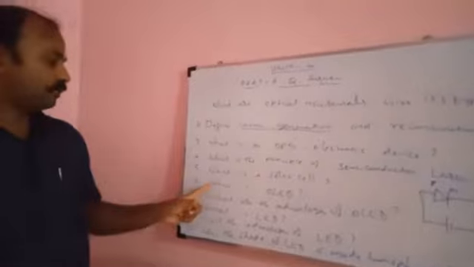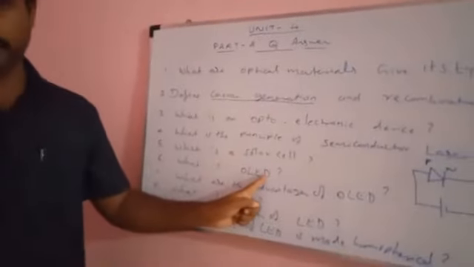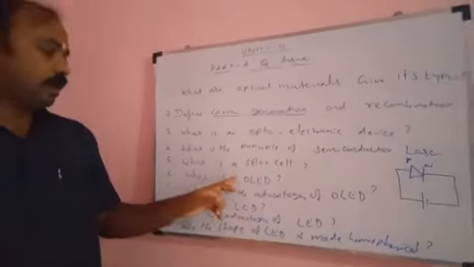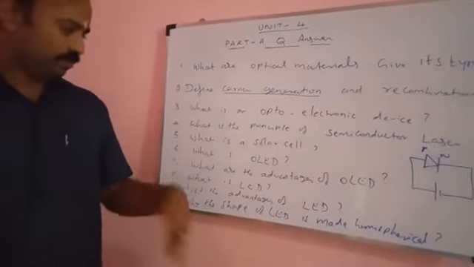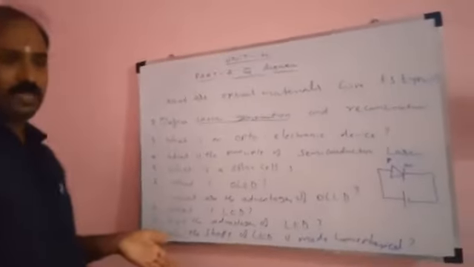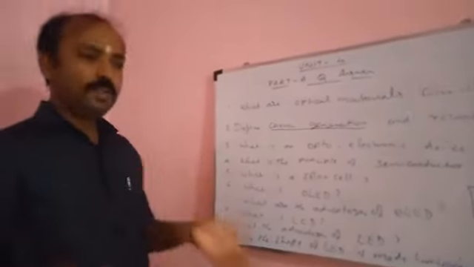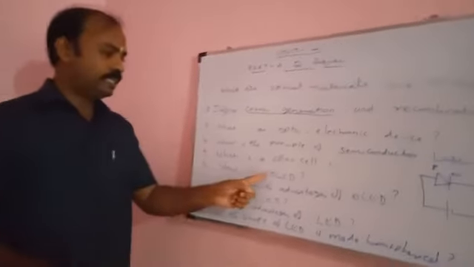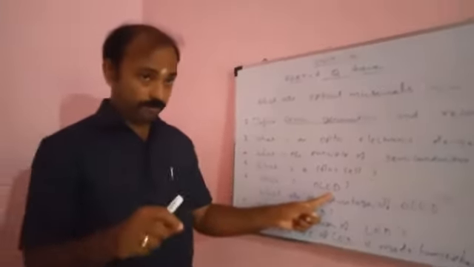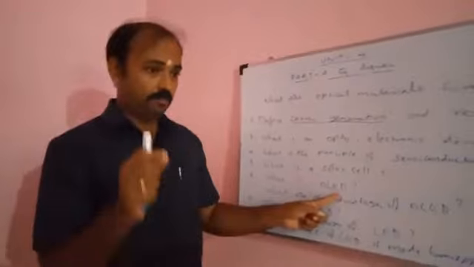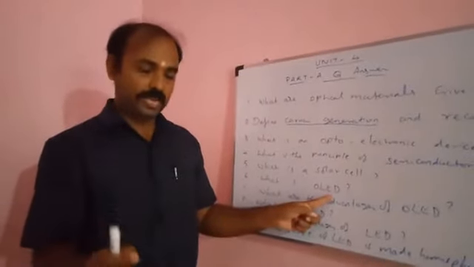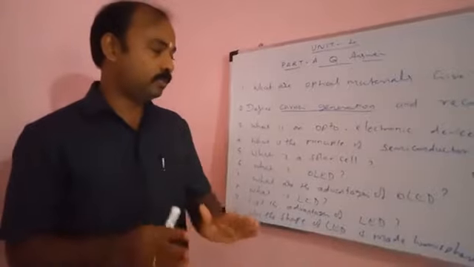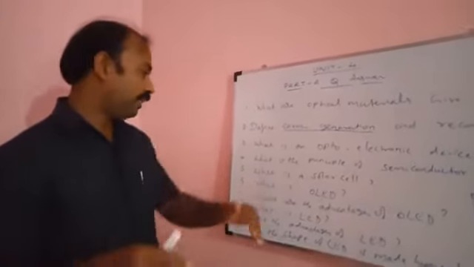Next we move to the next question. Question number 6: what is OLED? OLED is nothing but organic light emitting diode. It is a solid state device made up of thin film of organic molecules that produces light when a suitable electric field is applied, or when electric current is given.